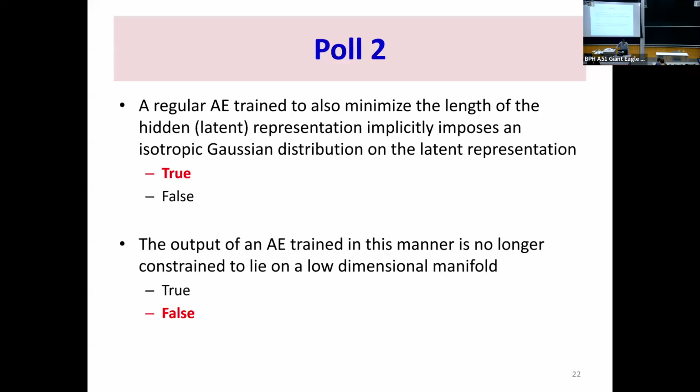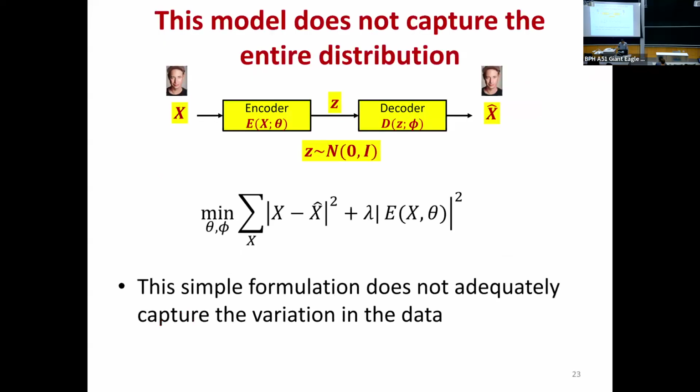So a regular AE trained to also minimize the length of the hidden representation implicitly imposes an isotropic Gaussian distribution on Z. This we've seen. That doesn't mean that the data can escape from the manifold. The decoder is still only able to generate data on the manifold. All we are doing is training the model so that, in addition to learning the manifold, it's somehow ensuring that the Z values themselves for the training data come from a standard Gaussian, which enables us to sample these Z's to generate new data, right?